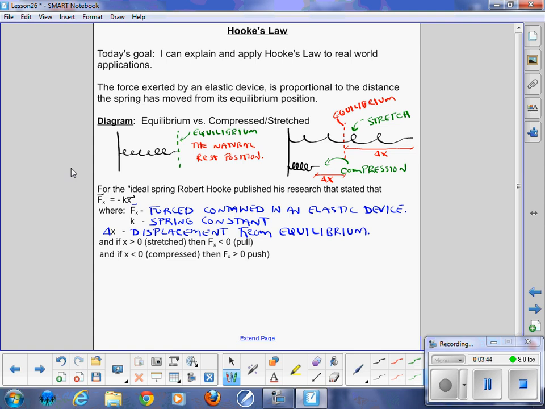All right. So the last part here down below, if x is greater than 0, so if we stretch the spring, then F of x is going to be a negative number. All right, so the spring force will be a negative number. Whereas if we compress it, it'll be a positive number. So it's a sign convention.